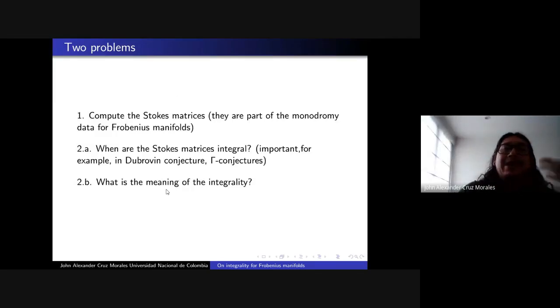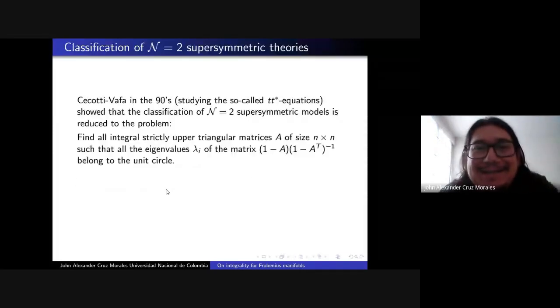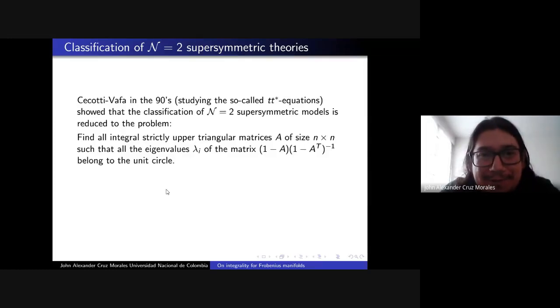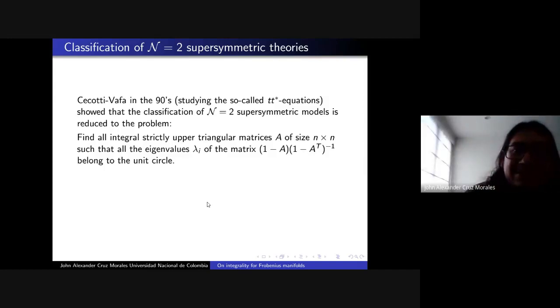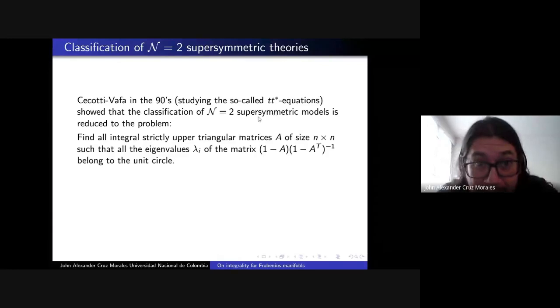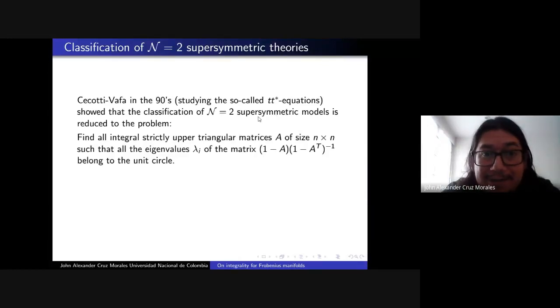I will continue. Let me actually go a bit into physics in some sense. There is this paper by Cecotti and Vafa. The archived version is probably from 92. In that paper, they proposed the problem of classifying N=2 supersymmetric models. They wanted to classify these supersymmetric theories, and the method they used was to study the so-called TT star equations.